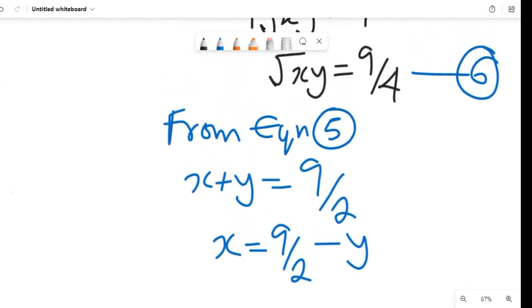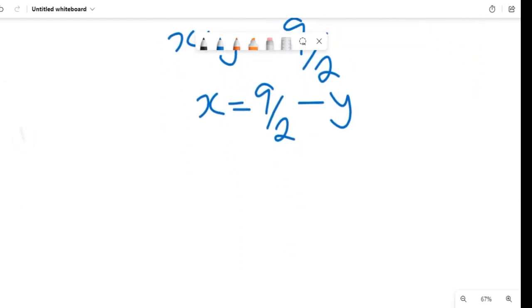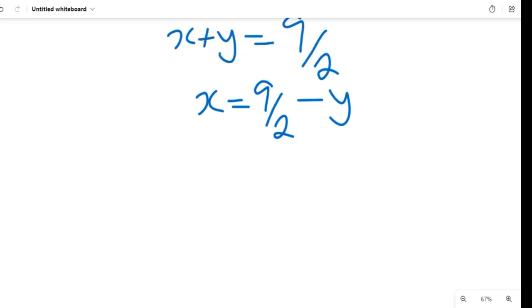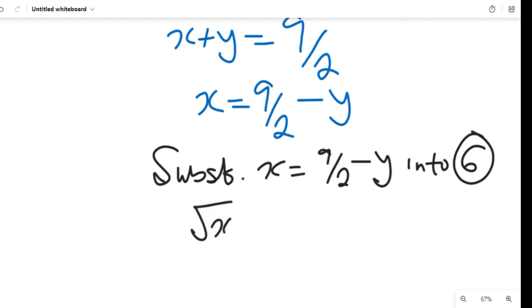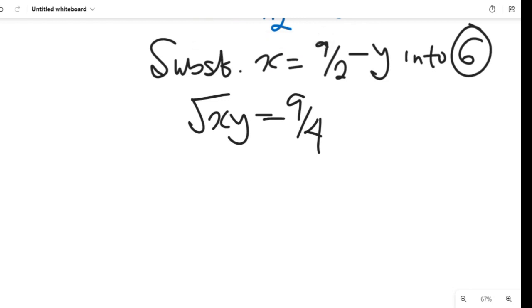But before we do that, we are going to simplify that equation 6. So let's substitute x equal to 9 divided by 2 minus y into 6. Remember, our 6 is square root of xy equal to 9 divided by 4. So if we reduce that, we are going to square both sides.